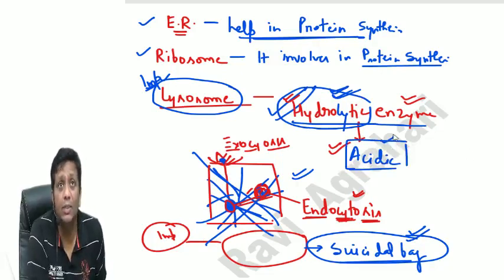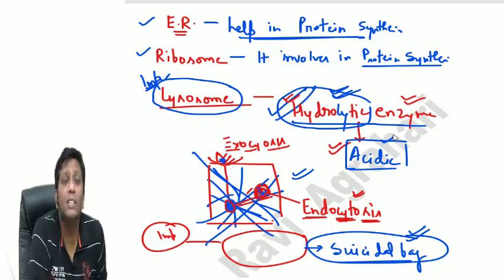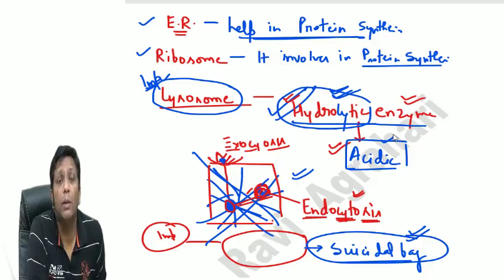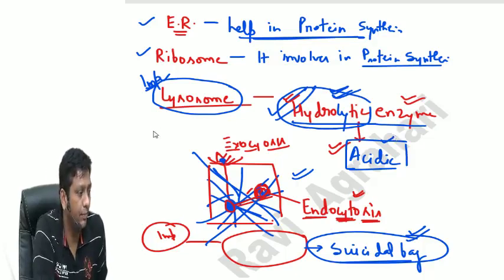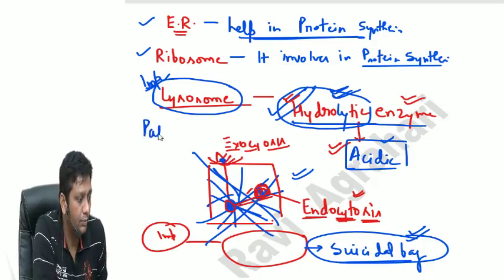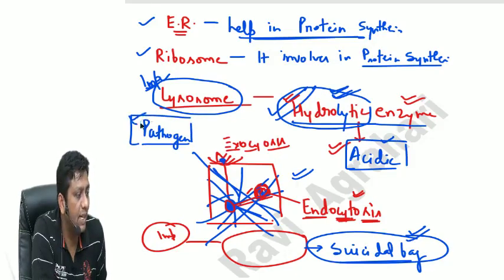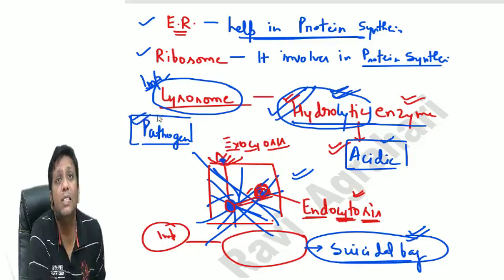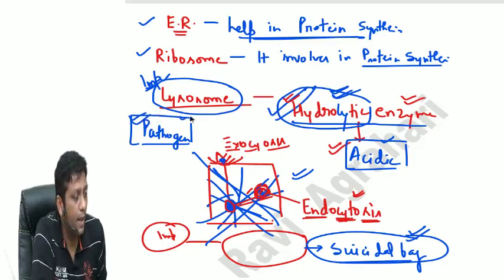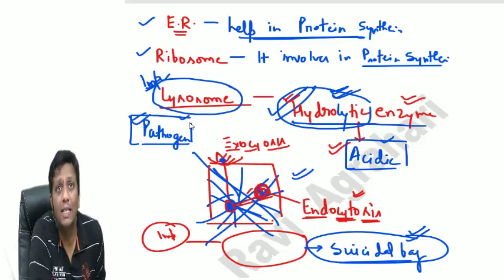And see, guys, lysosome protects us. Us means everyone, either plants or animals, everyone. Lysosome protects us against foreign pathogens. Pathogen means disease causing agent. Okay, everybody? Pathogen means, I can tell you, bacteria and viruses.